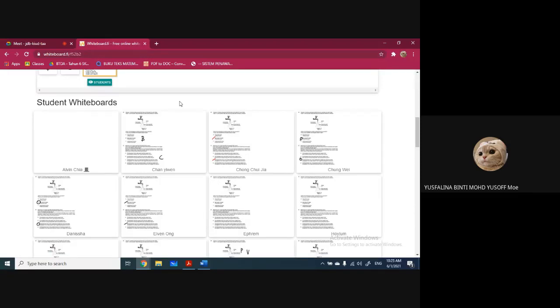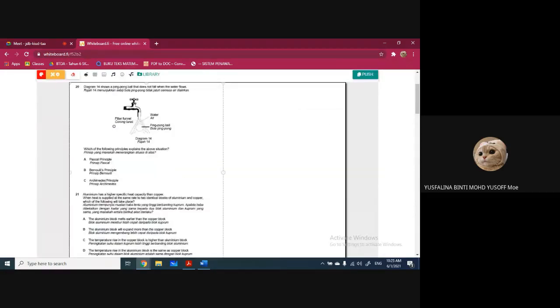Okay, so let's see the question. Which of the following principles explains the above situation? This one should be Bernoulli. At this part the velocity of water is higher, so the pressure is lower, and the pressure from the atmosphere here is higher, so it will push the ping pong ball upward. So this one is Bernoulli.